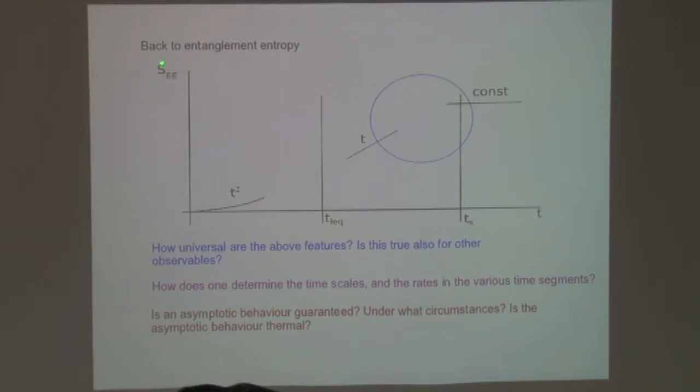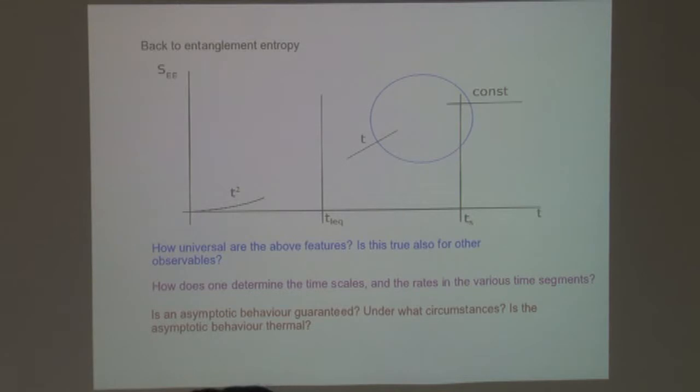Okay, good. So what are the questions? I already said that there is this t squared and t and the constant behavior. How universal are these features? Is it true of all systems? Certainly not, because even the existence of an equilibration is not guaranteed for various systems. We know of the famous classic experiments of Fermi, Pasta, and Ulam, in which equilibration just doesn't happen in spite of anharmonic coupling between oscillators and so on. So this is not guaranteed.